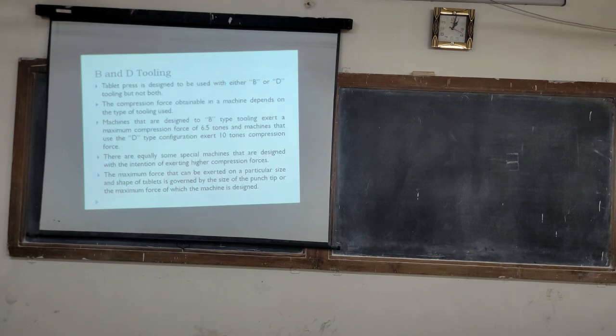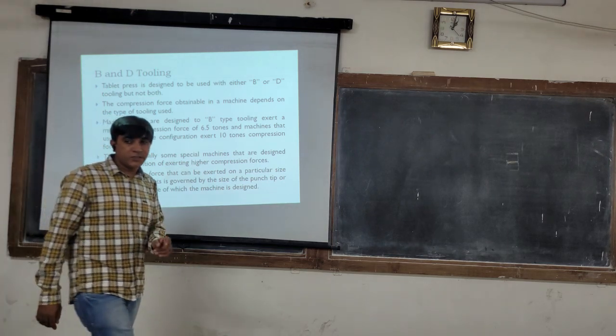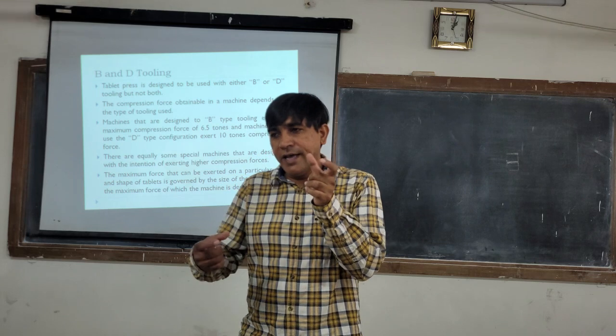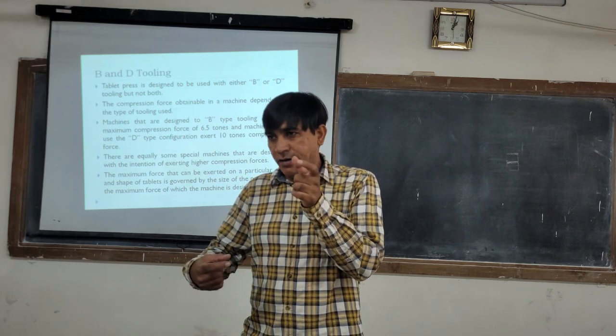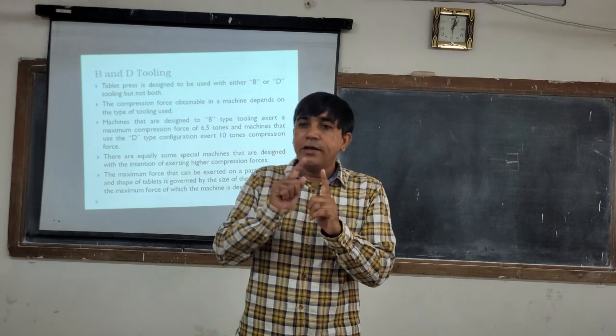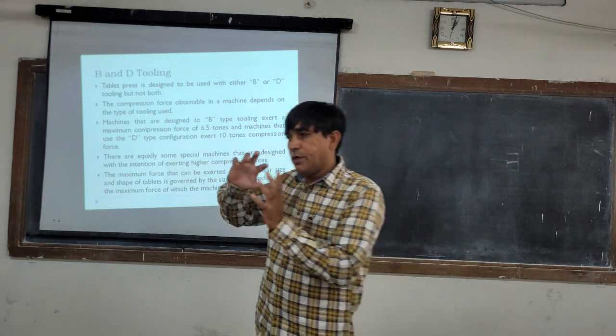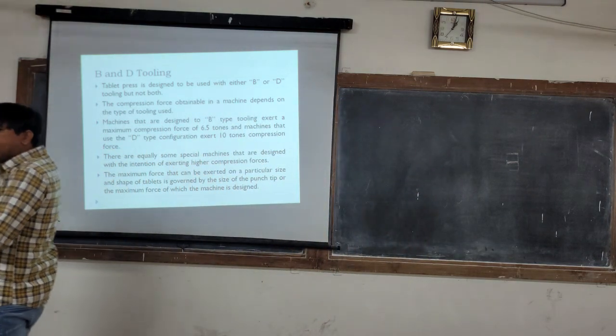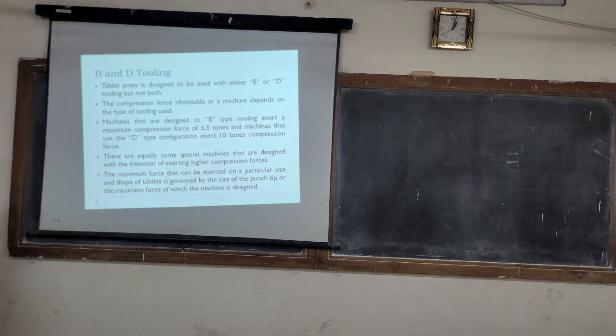The tablet press is designed to be used either with B tooling or D tooling because the punch head also has the same diameter as that of the punch barrel body, and the turret or track which we are using will only hold or guide that size diameter. Hence we can use either B tooling or D tooling in a particular machine. We cannot use both together in a single machine.